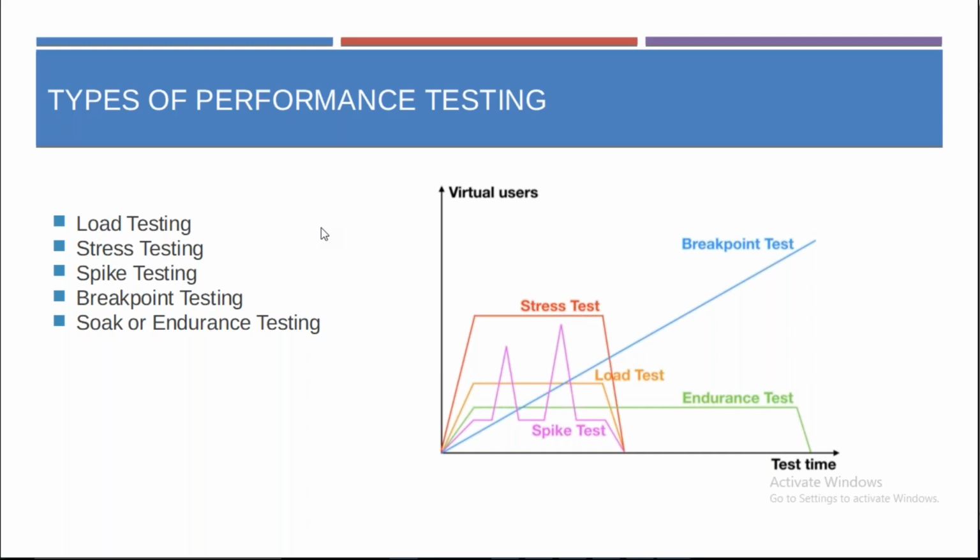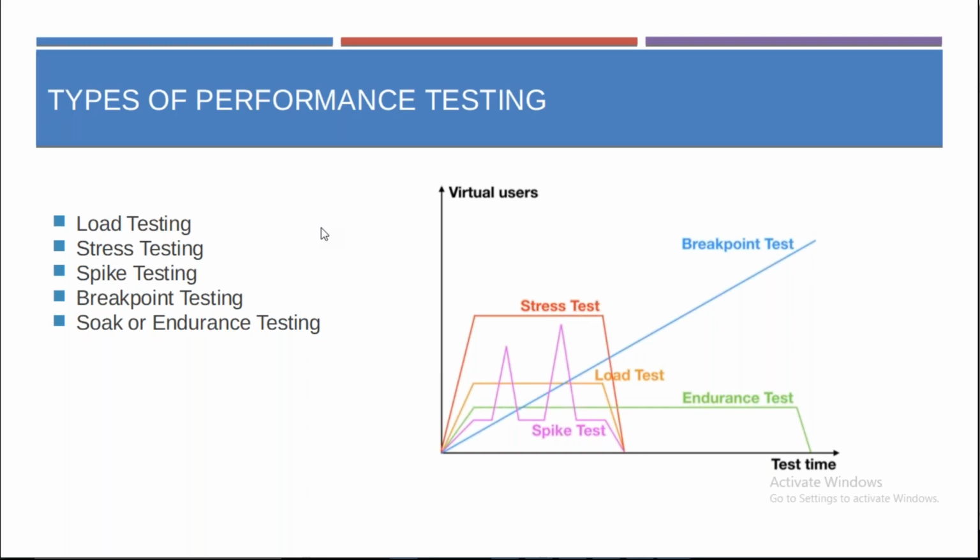We do different types of tests in performance testing. Why? Because the requirement is different, the objective of every test is different. Based on my requirements for performance testing, I will do different types of testing.